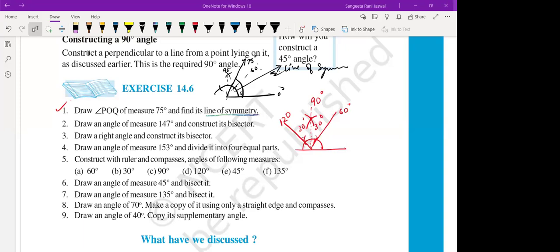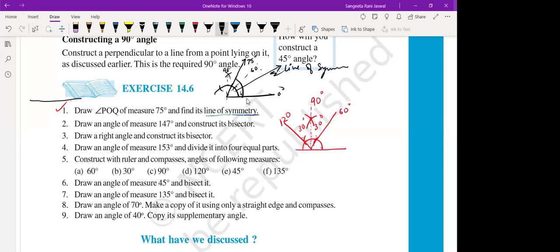Ma'am, can you repeat the first question again? Yes, Adya. Adya, see here. 75 degrees you will get when you bisect 60 degrees and 90 degrees. Okay.